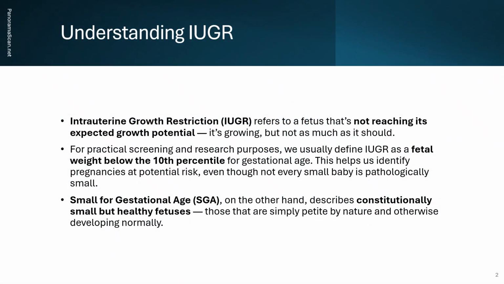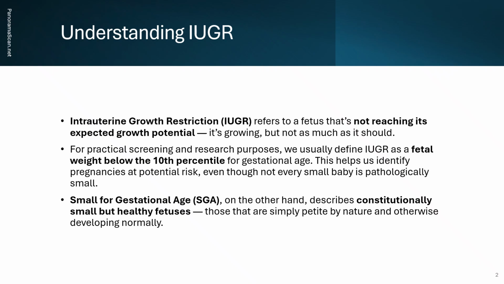Intrauterine growth restriction, or IUGR, describes a fetus that isn't reaching its expected growth potential. In other words, the baby is growing, but not as much as it should for its gestational age. For practical purposes and to identify pregnancies that might be at risk, we usually define IUGR as a fetal weight below the 10th percentile for gestational age.